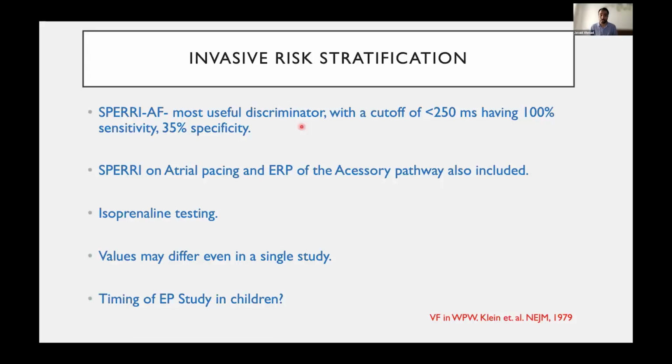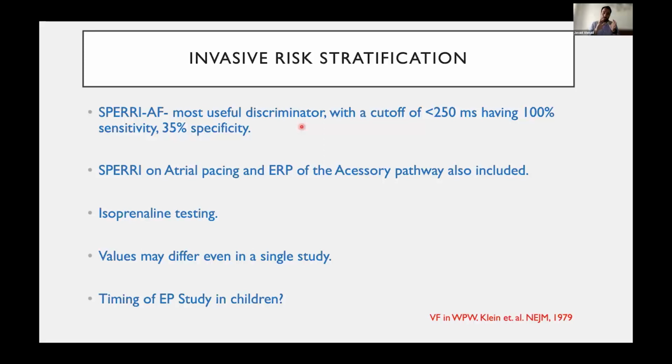It has a very high sensitivity, unfortunately a very low specificity of only 35%. And there's a surrogate for SPERI, that is SPERI on atrial pacing, and the accessory pathway effective refractory period, which can also be included in the sudden cardiac death estimation. And then there is something about isoprenaline testing. There's again controversy whether we should do EP testing on isoprenaline or not. People who do isoprenaline say that it tries to mimic peak exercise. The guidelines are silent about this, so you should do it as per the individual case.